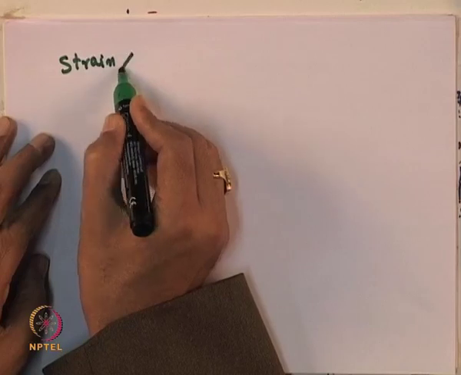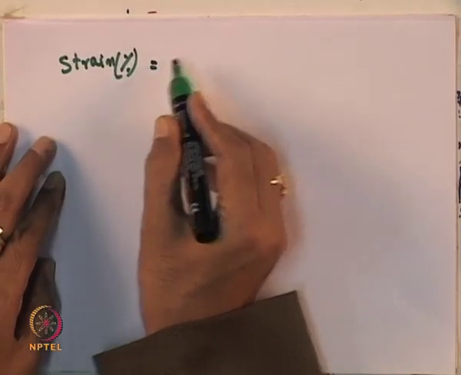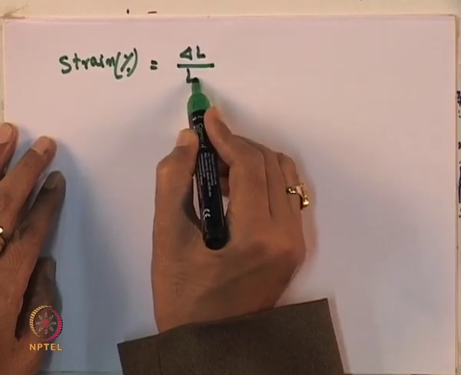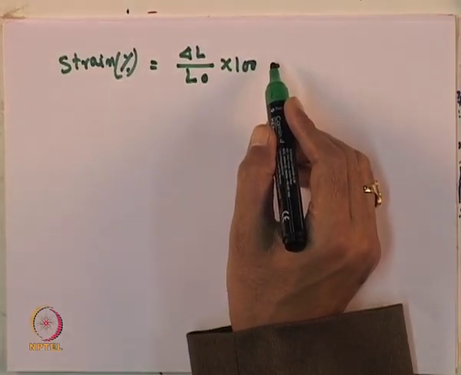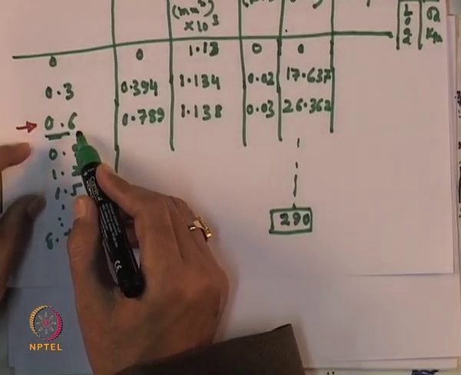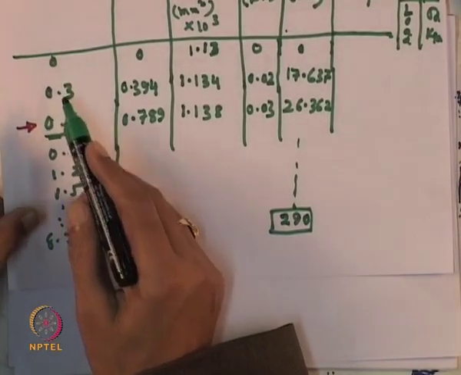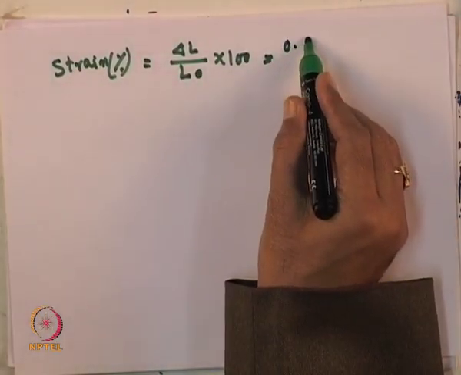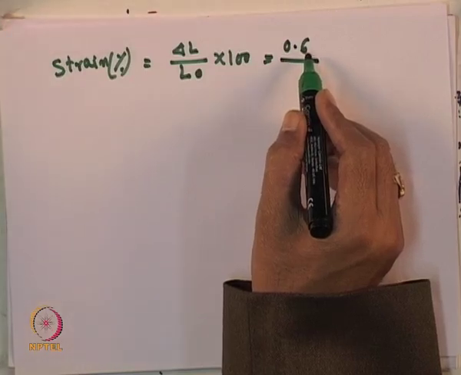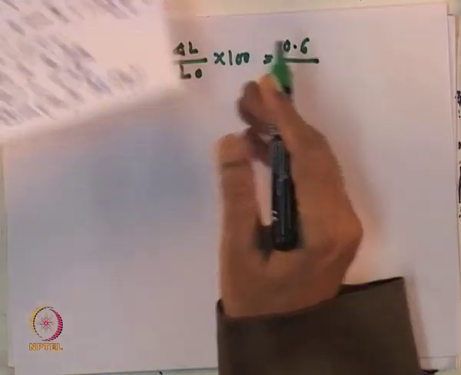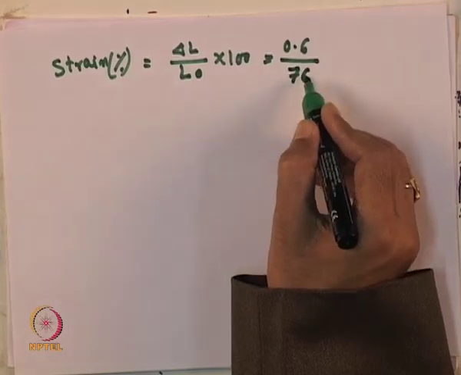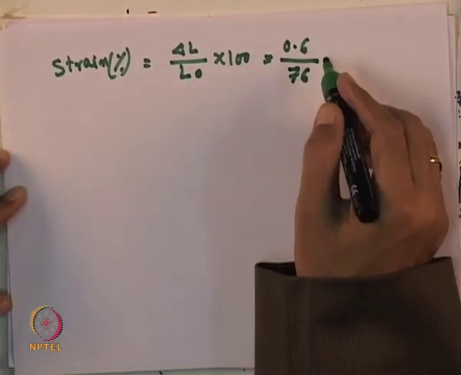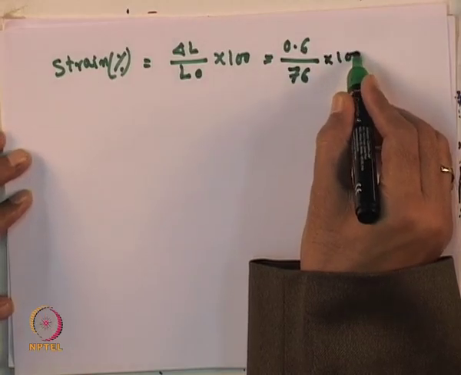So strain can be expressed in terms of percentage, that is delta L by L0 into 100. What is delta L? Because your deformation is 0.6, so 0.6 divided by the length of the sample, as I told you earlier, that is 7.6 centimeter, or here 76 millimeter. This is the initial length of the sample, this into 100.